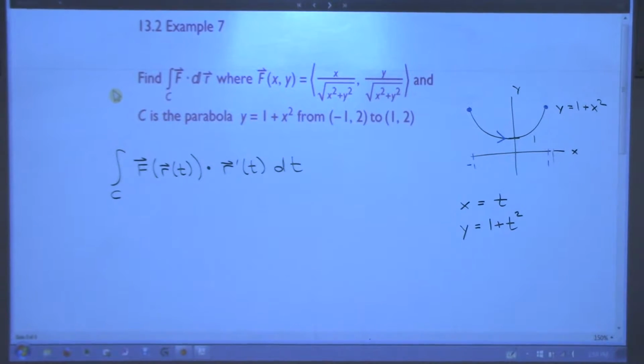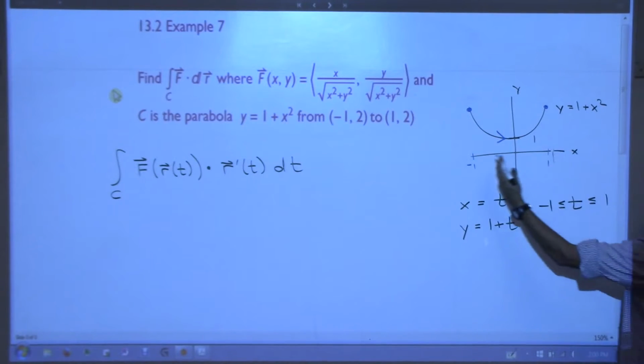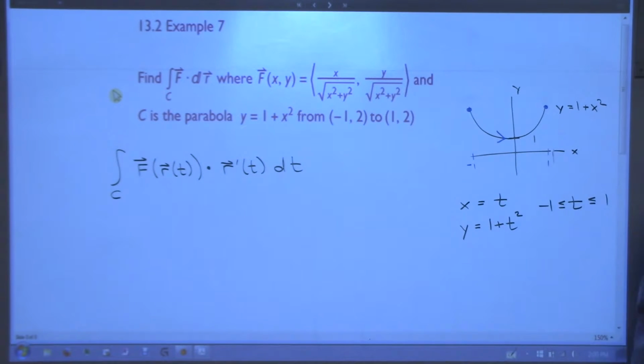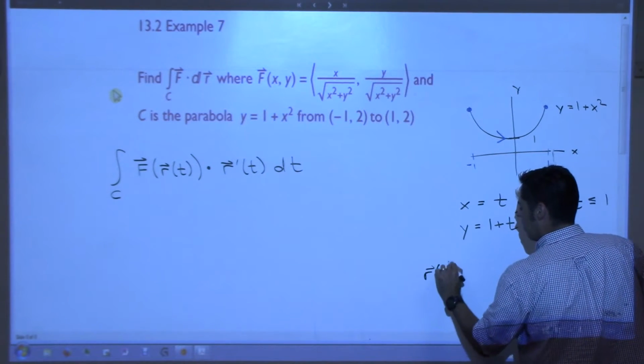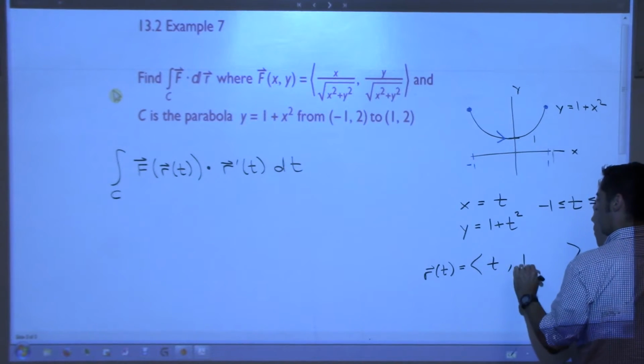What are my restrictions on t? -1 to 1, because the restrictions on t are the same as the restrictions on x. And if I start at t being -1, I'll be back here. And as I move through to t is 1, I will move along the curve and I will come this direction. Now, that's it as parametric. To write it in vector form, all we do is just throw those equations into here. So t, 1 plus t squared.